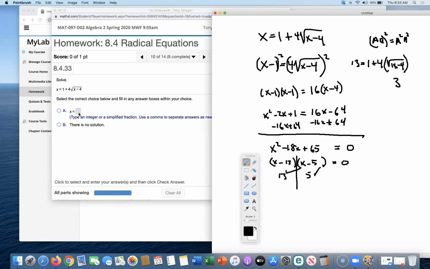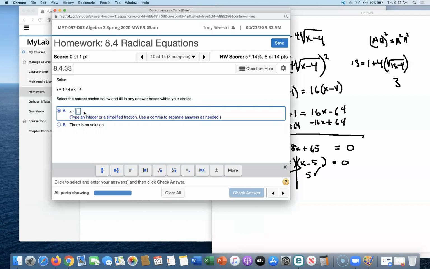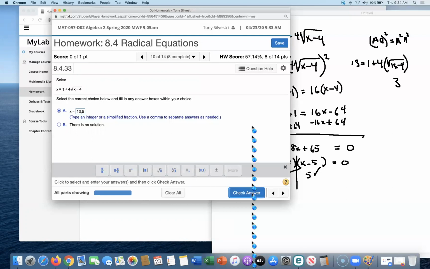And what do we do then? Do we plug in the 2? Nope, you plug in 13, comma 5. Yeah, you plug in the answer. Use a comma to separate the right answers, and I'm going to say that's right.